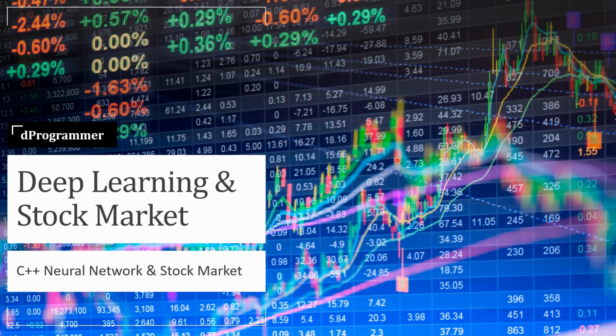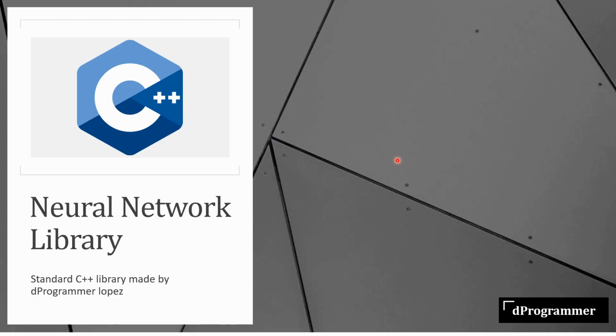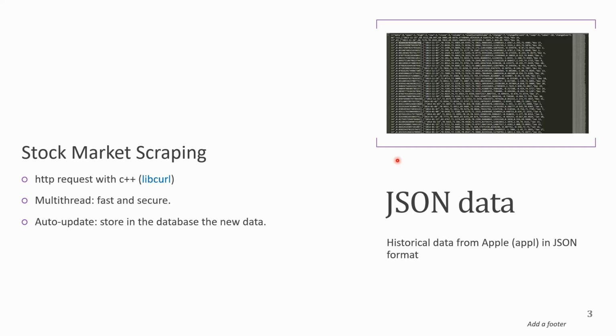Hello, welcome back. Today I'm showing you a C++ neural network program that is implemented to predict stock market data. To do this, I've made a neural network library on my own that uses backpropagation to train our model.